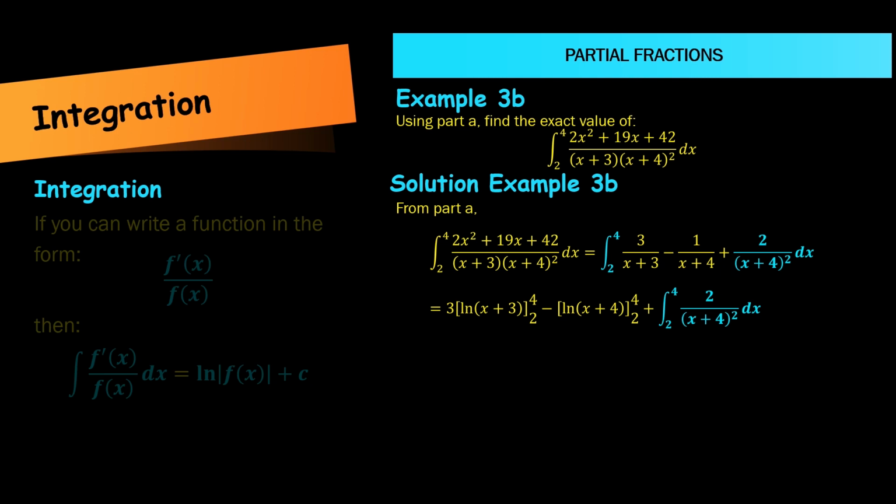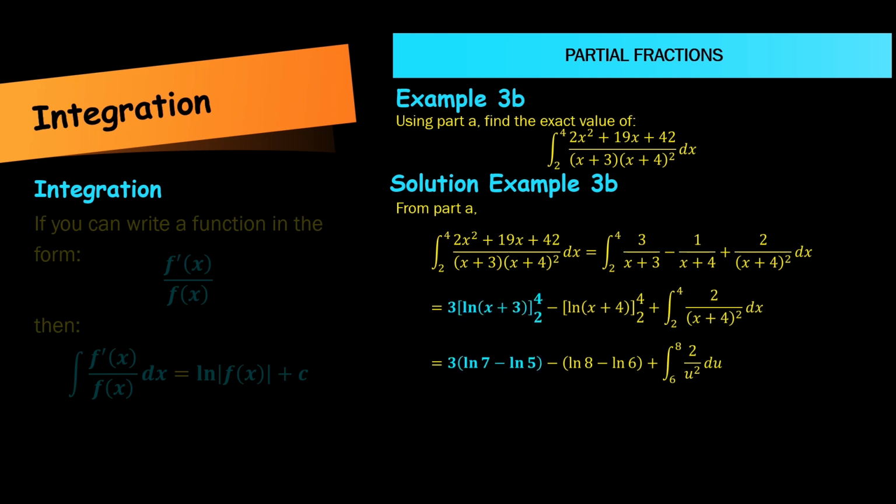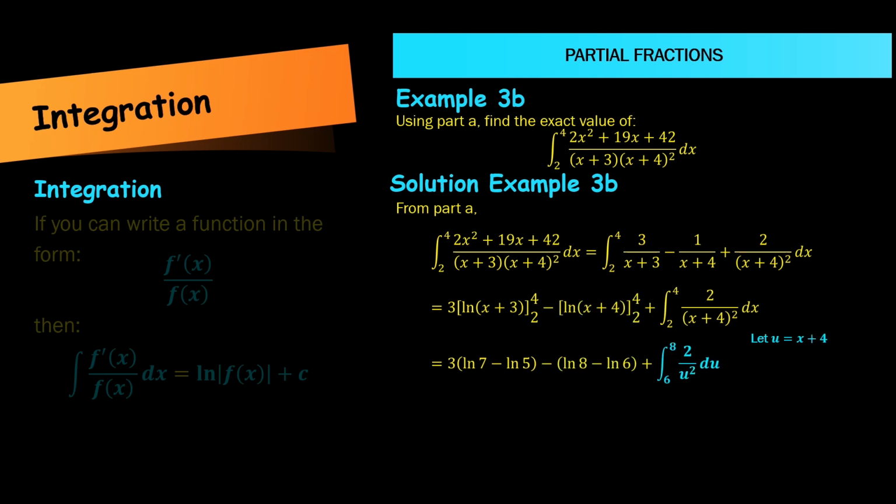And so plugging in the limits gives us 3 ln 7 minus ln 5 minus ln 8 minus ln 6 plus this integral at the end. Here we've used the substitution u equals x plus 4. And so the limits become 8 and 6. We also have that du dx equals 1, so dx can be replaced by du.